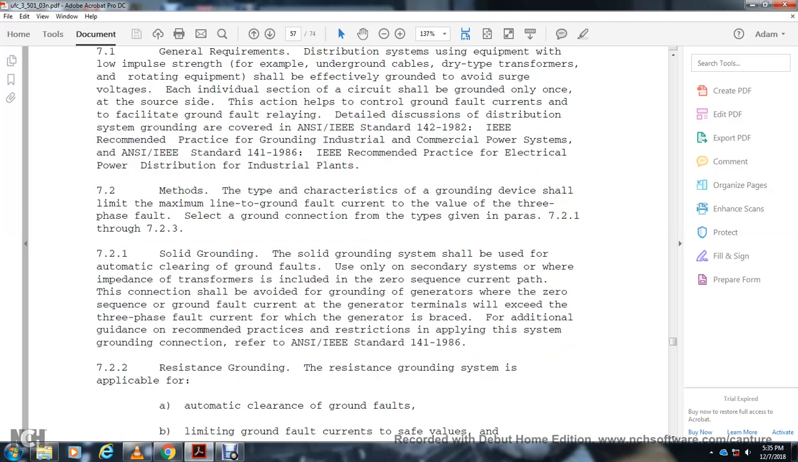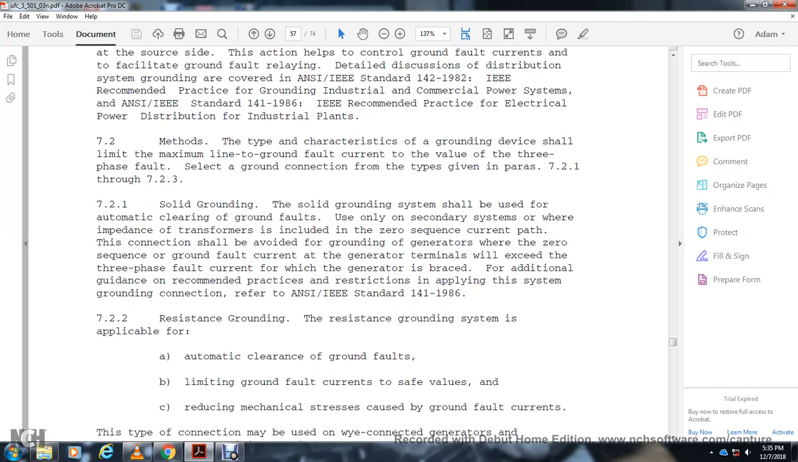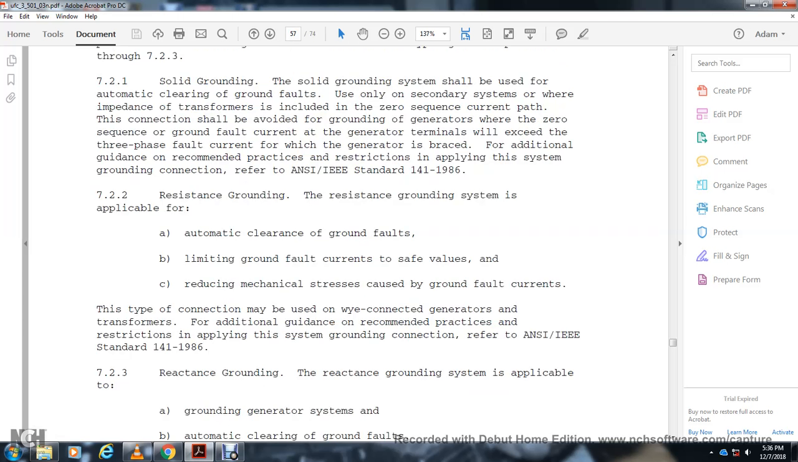1986. Resistance grounding. The resistance grounding of the system is applicable for automatic clearance of the ground fault, limiting the ground fault with the current to the safe value, reducing the mechanical stress caused by the ground fault current, and this type of connection by the Y-connected generators for the transformer of additional guide for the recommended practice. The restriction applying with the system, the ground connection referred to the ANSI IEEE standard 141 1986.